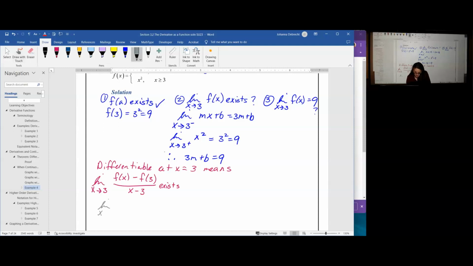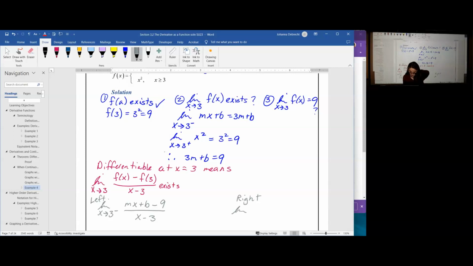So the limit of the difference quotient approaching 3 from the left, my function value is mx plus b. So I have mx plus b minus f of 3, which we know is 9, divided by x minus 3. I know this one has to exist. Now, what about the limit from the right? This is from the left. Now let's do the limit from the right.